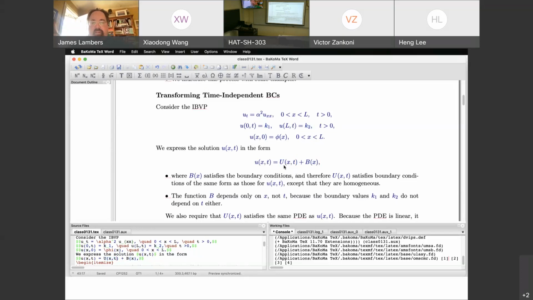Now, notice that the solution of our original problem and our new problem both depend on x and t. Here we have a function of only x. We can do that because the boundary values are constants. They do not depend on time t. In our next example, we will allow these values to depend on t, in which case we have a function of x and t here. But we'll deal with a simpler case for now.